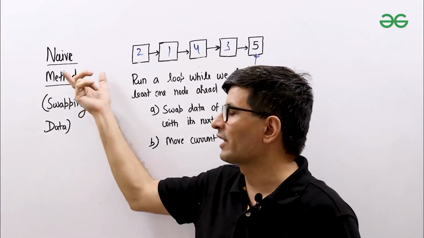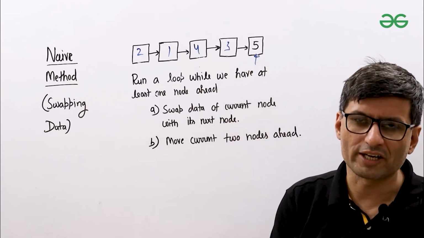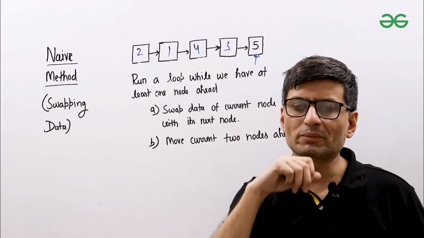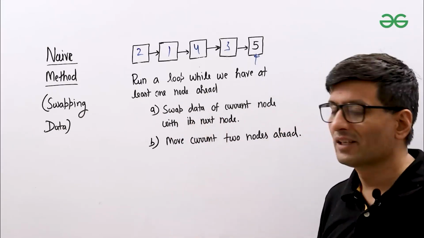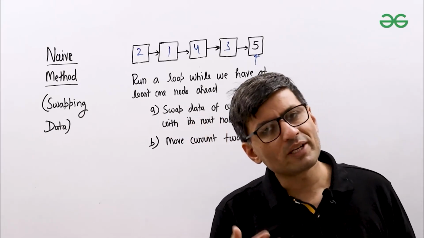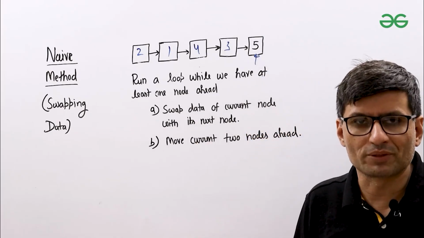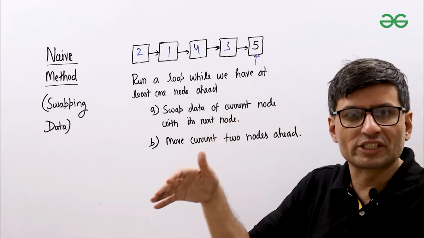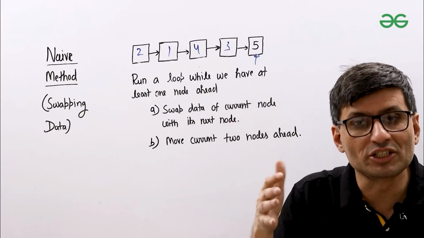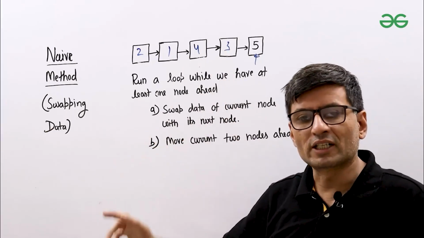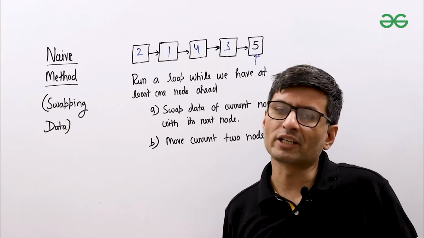And why am I calling it naive method? See, this solution clearly requires theta n time. Simple solution. But it's called naive method because we are swapping the data and your linked list might not be containing simple integers. It might be containing some data objects of large data like students data or some large objects or teacher object or a subject object, which might be having many fields.